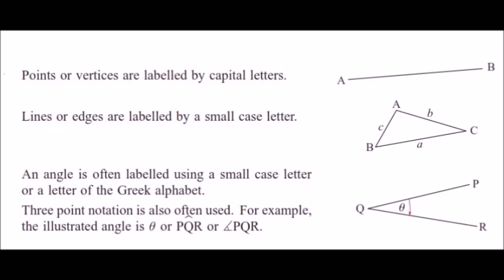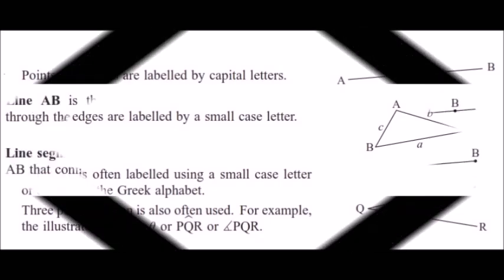Also, an angle is often labeled using a small case letter or a letter of the Greek alphabet. Three-point notation is also often used. For example, the illustrated angle here is theta or PQR or angle PQR, as you can see on the picture.